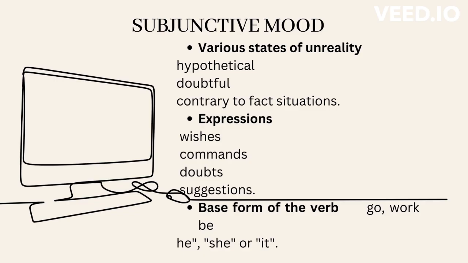The subjunctive mood is a grammatical mood used to express various states of unreality such as hypothetical, doubtful, or contrary to fact situations. It is often used in expressions of wishes, commands, doubts, and suggestions. In English, the subjunctive verb form is often identical to the base form of the verb, apart from the third-person singular, which uses the form be, even when the subject is not he, she, or it.